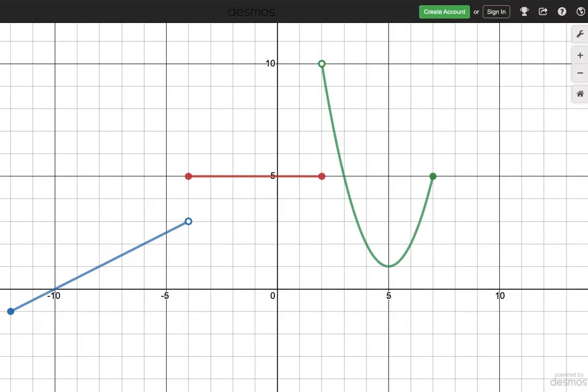Over with you guys for today is if I give you the graph of a piecewise function, can you give me the equation that models it? So let's look at just the graph first. There's 3 pieces to this piecewise function.